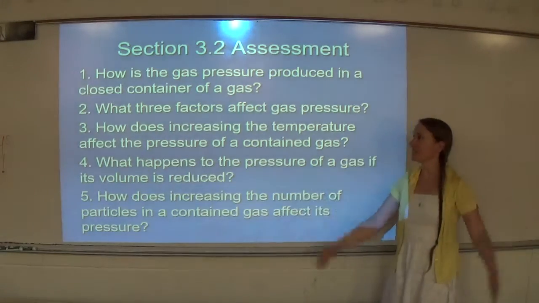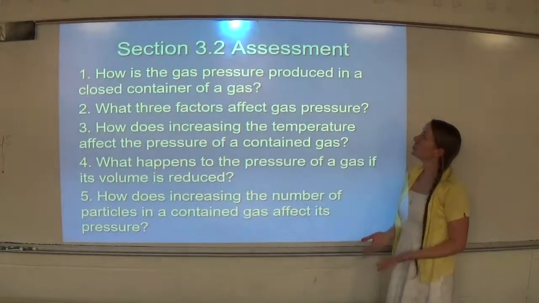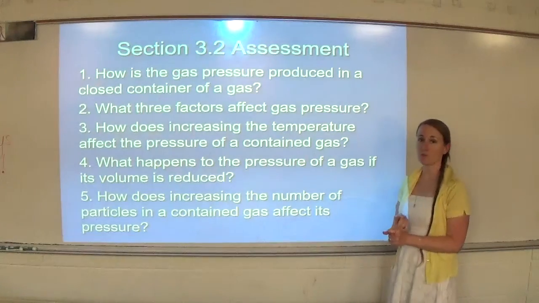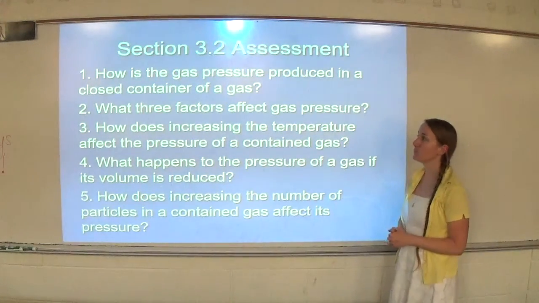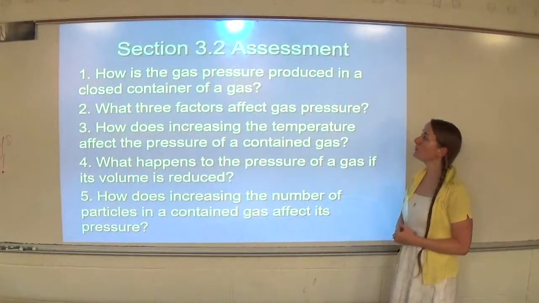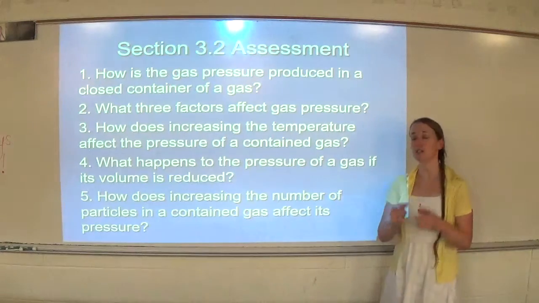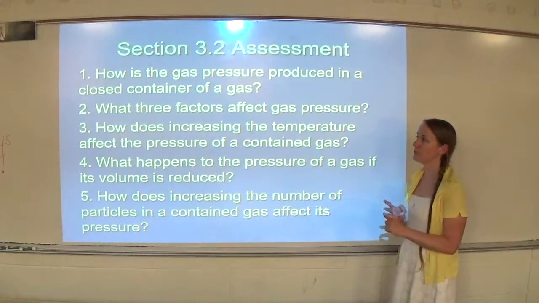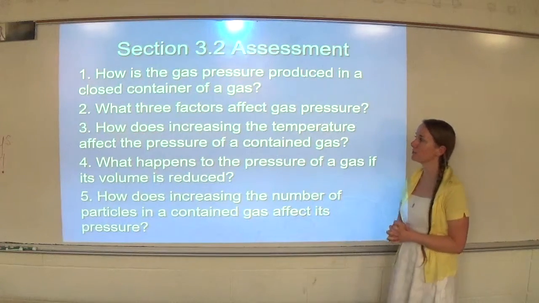So, section assessment. How is the gas pressure produced in a closed container of a gas? Well, it's the collisions of the particles with each other and the walls of the container. The collisions of particles. Number 2, what 3 factors affect gas pressure? Well, there's temperature, there's volume, and there's number of particles. Temperature, volume, and number of particles.